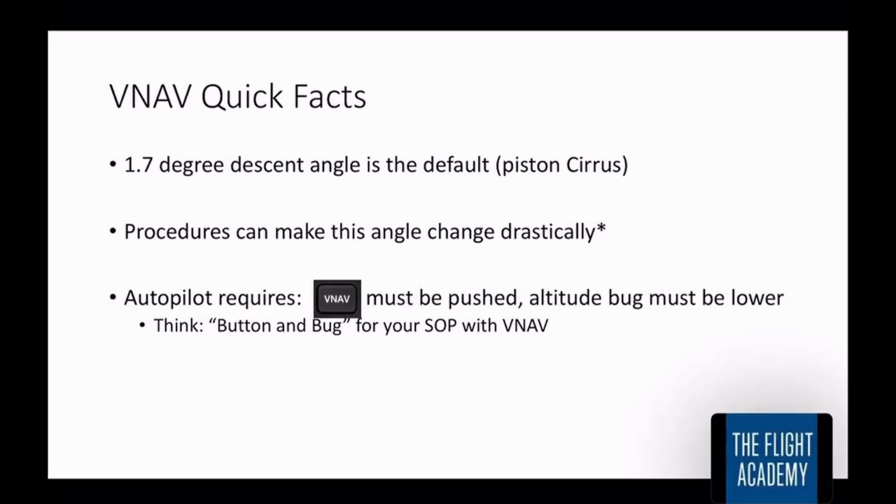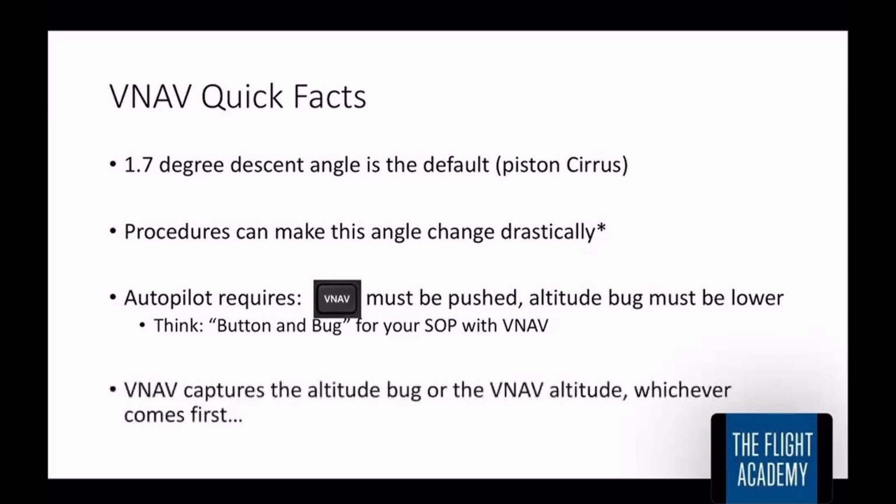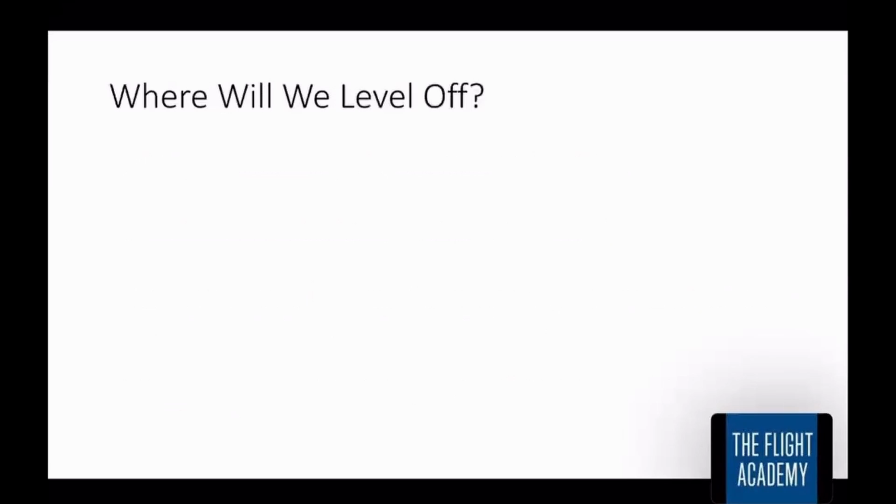Vertical track will be enunciated verbally 60 seconds prior to that descent. If you tie that as a trigger in your mind, when you hear vertical track announced, you think, all right, button and bug. You look up at the scoreboard, verify VNAV is armed, look at the altitude bug, make sure it's set to the altitude that's appropriate. That'll help. Speaking of, VNAV's going to capture either the altitude bug or the VNAV altitude from the flight plan, whichever one comes first. Let's look at that a little more in depth.